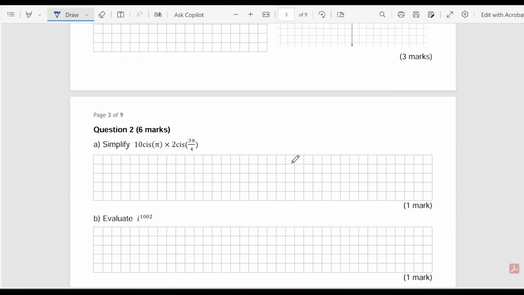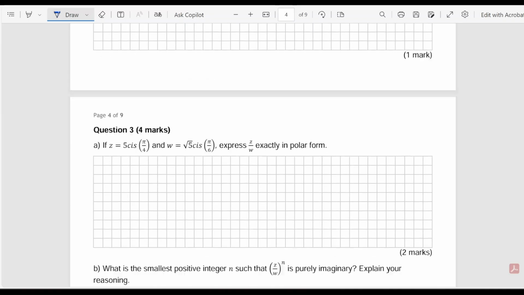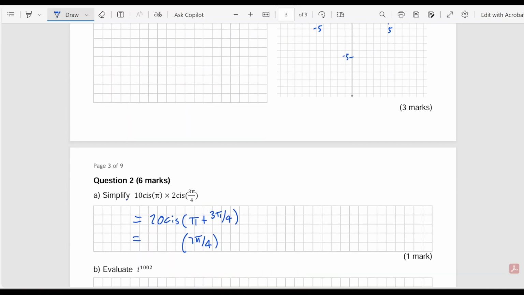Okay, simplify this. It is 20 cis of pi plus 3 pi over 4. And if you're comfortable with fractions, that's going to be 7 pi over 4. You can think of this as pi plus 3 pi over 4.